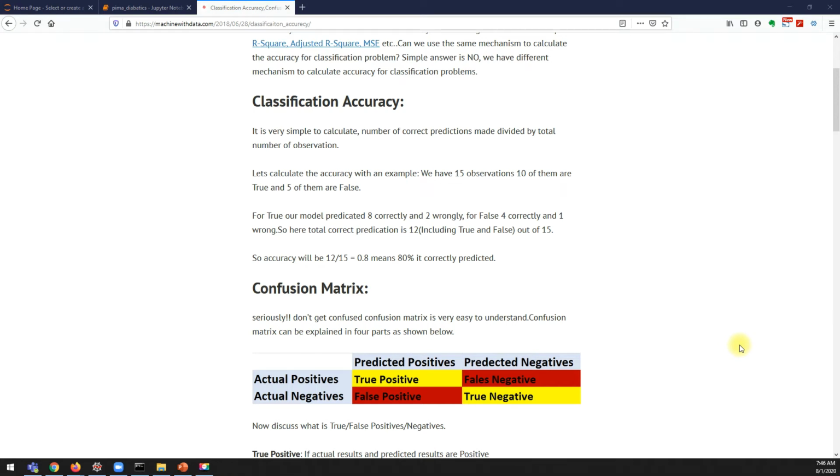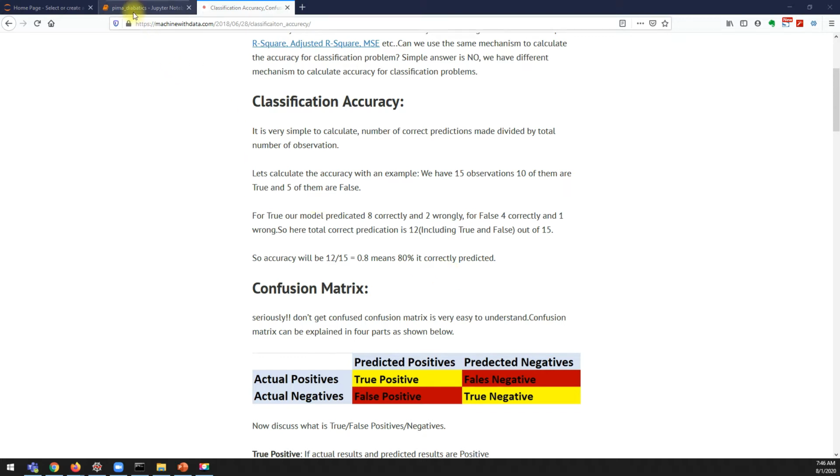Hello everyone. In our previous video we have seen how to use scaling and build a logistic regression on top of the PIMA diabetics dataset. And we also ended up with a lot of questions on different classification accuracy metrics. We have seen a simple classification accuracy. We know how it works: it is the number of correct predictions made by the model divided by the total number of observations.